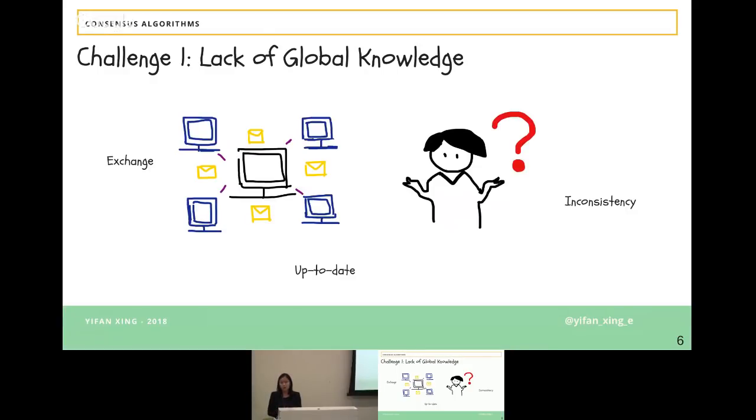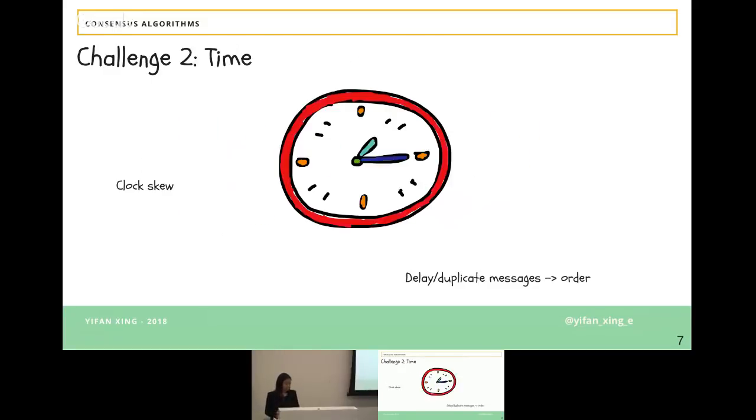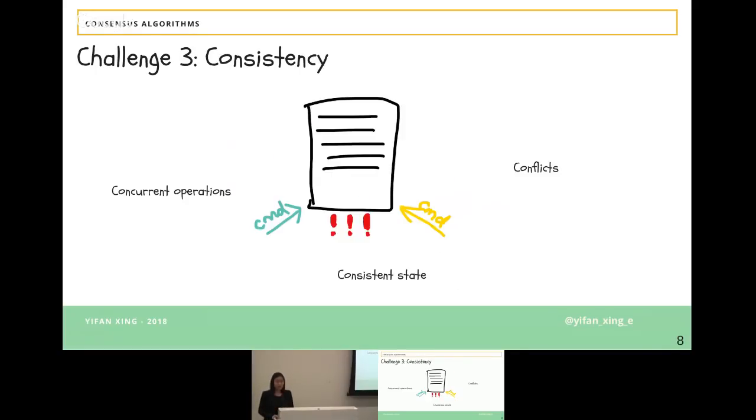So how do we really make sure that the messages are up to date? And how do we deal with inconsistencies? Again, time. We have different computers trying to work together, but they all have their own time. So how do we deal with clock skews? And when we have duplicate and delayed messages, how do we know which message got to the machine first?